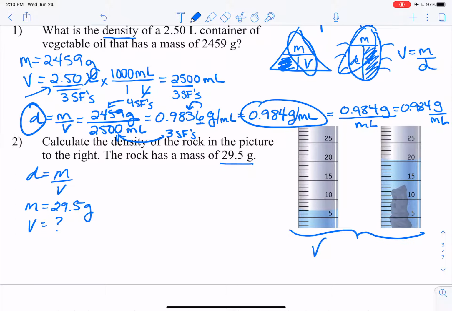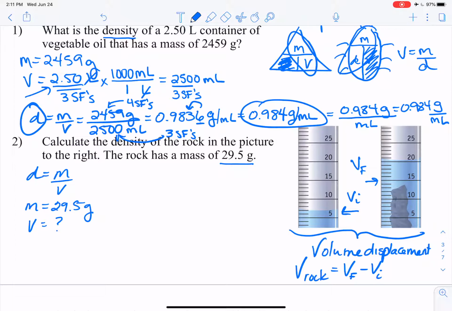We can do something called volume displacement. And so the V of the rock is equal to the volume of the water final, which would be this right here, minus the volume of the water initial, and V initial is right there. Okay, so we take the bigger number minus the smaller number.